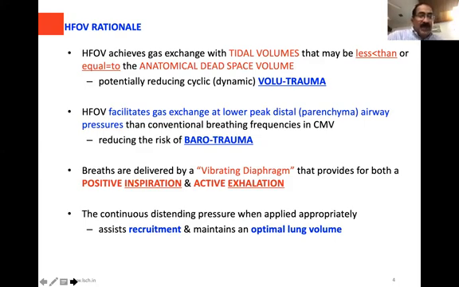It reduces the volutrauma and the barotrauma, and the breaths are delivered by a vibrating diaphragm that provides for both the inspiration as well as an active exhalation. That's the whole thing here. Usually it's positive inspiration, whereas the expiration is passive. But here in HFO, there's an active exhalation happening. And this continuous distending pressure, when applied appropriately, assists the recruitment, maintaining the optimal lung volume. Next slide, please.